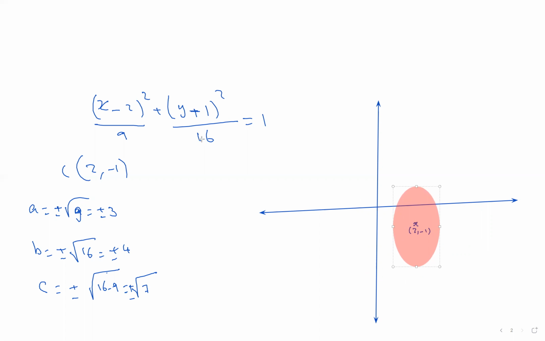The ellipse will be taller because b is more than a, okay? And we can put the points on it. For example, this one is 4, so −1 plus 4, it will be 3, so (2, 3). And this one, (2, −5). And here, (5, −1). And this is (−1, −1). Okay, let me change it.